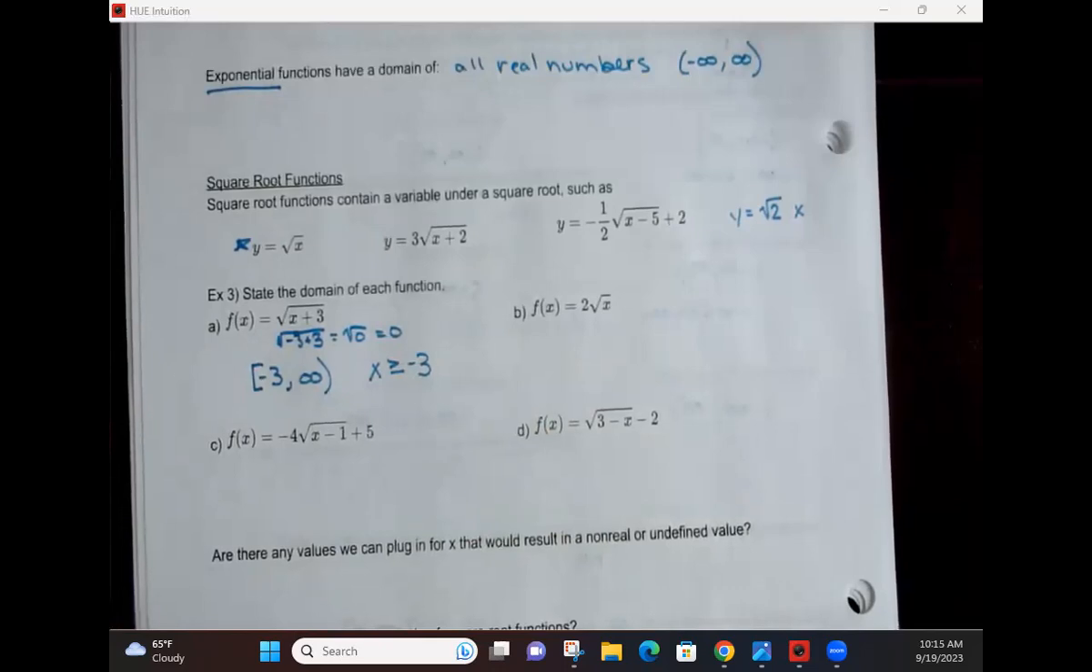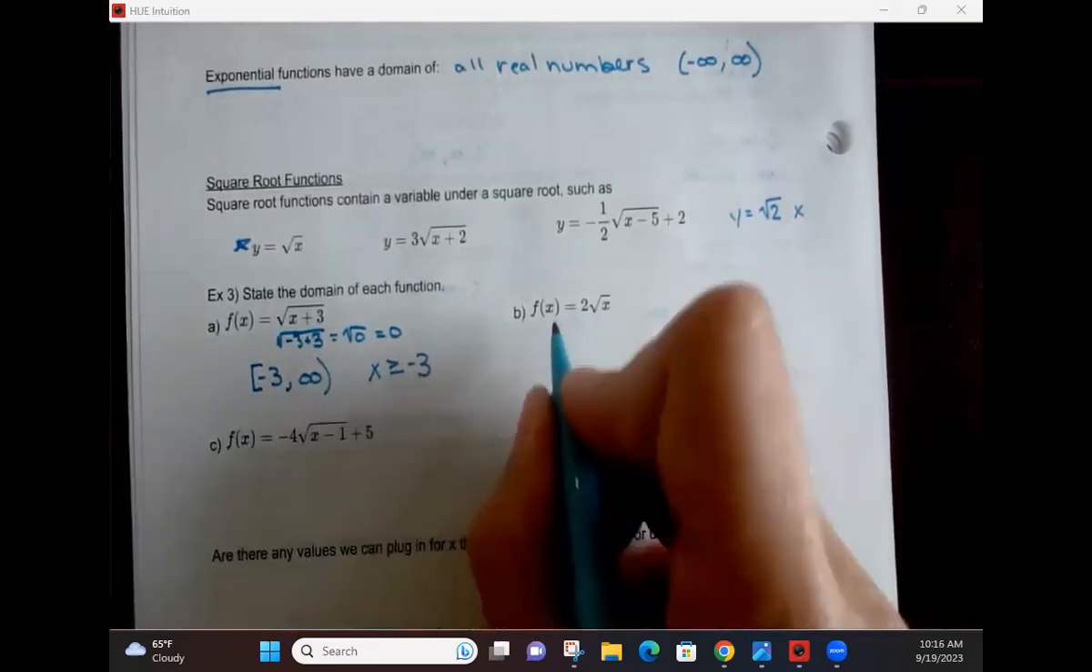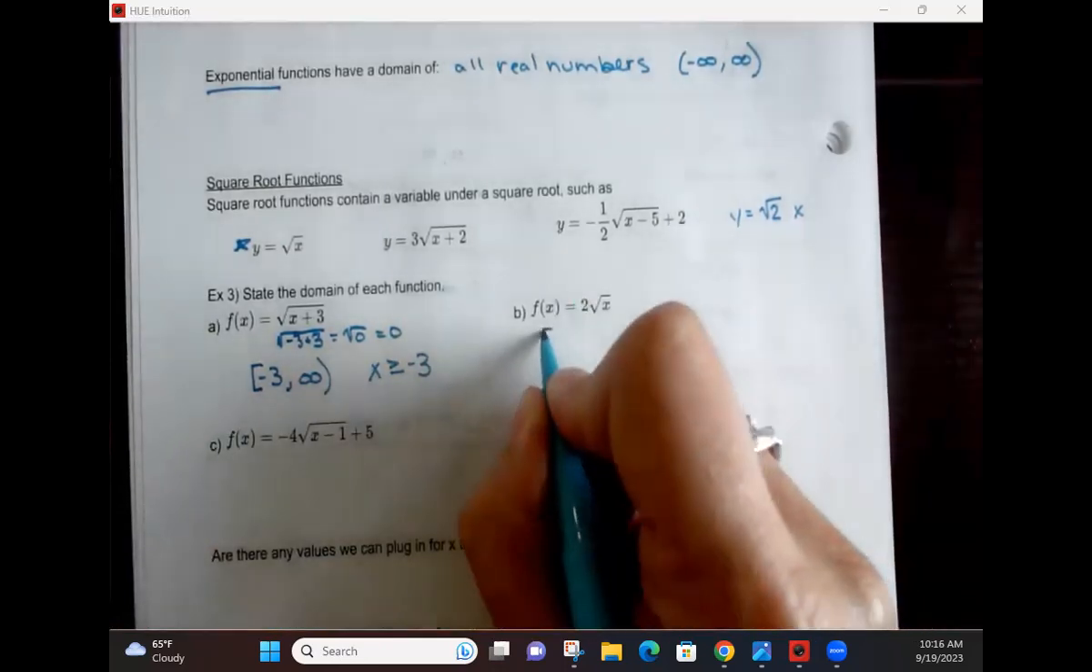How about B? Could I plug in positive values for x? Yep. Could I plug in 0 for x? Sure thing. Could I plug in negative values? Absolutely not. No negatives allowed. As long as they're positive rational numbers, sure. So our domain here would be values 0 or greater, right? X has to be greater than or equal to 0.